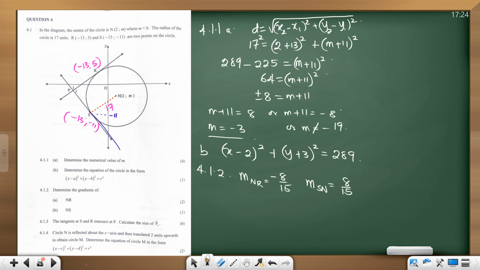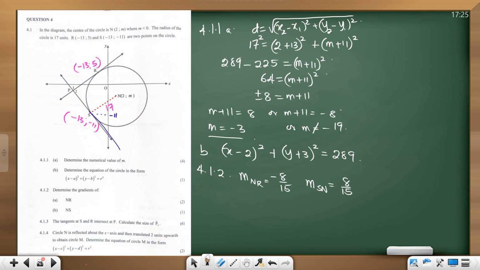The tangents at S and R intersect at P. Calculate the angle P2. Oh, that's where you guys were stuck, because you saw 6 marks. I know you all. Once you see lots of marks, you conclude it's difficult. Not everyone, but most of us. We look at the marks to judge the level of difficulty.